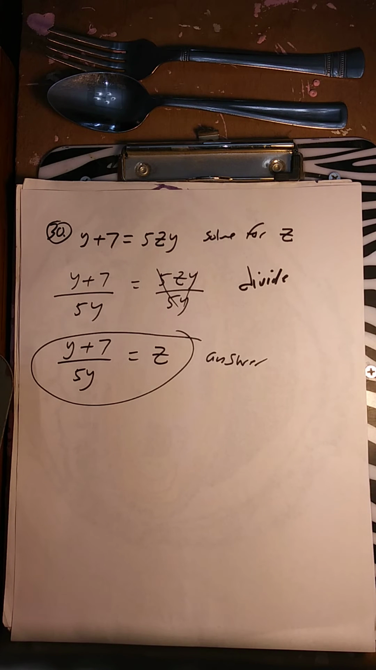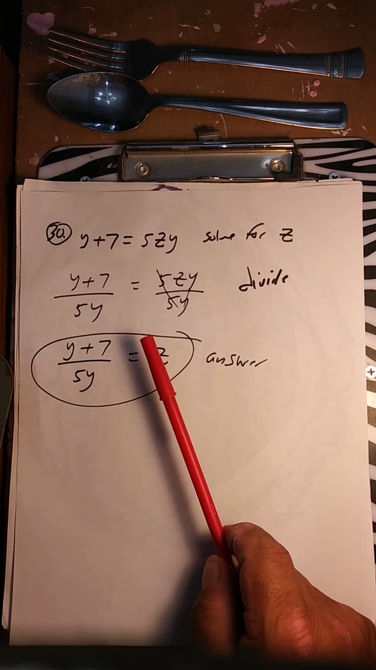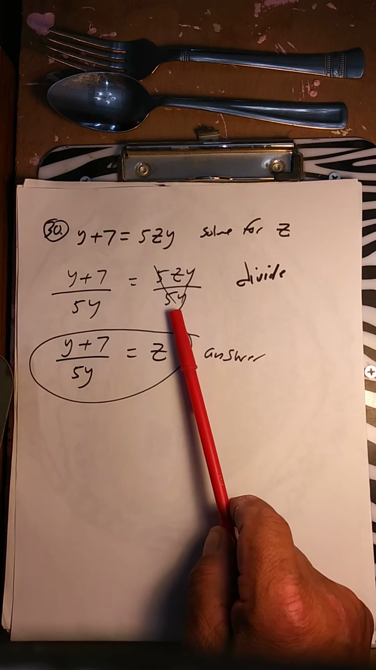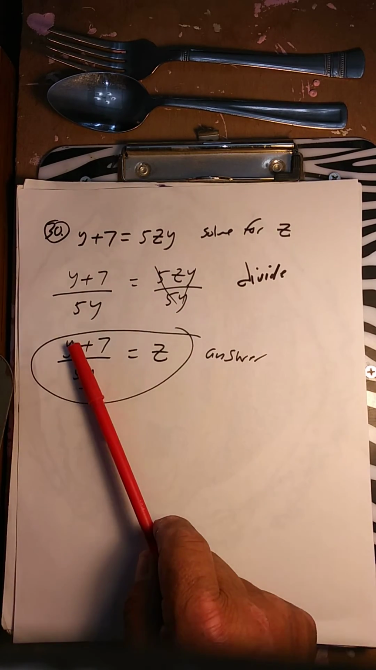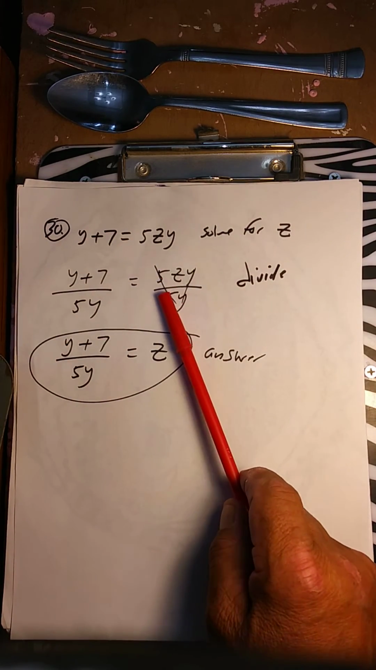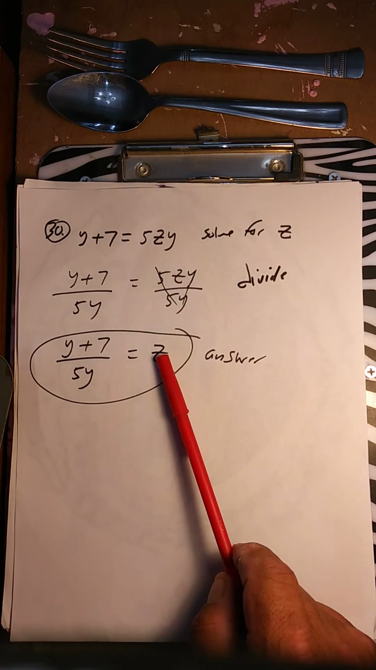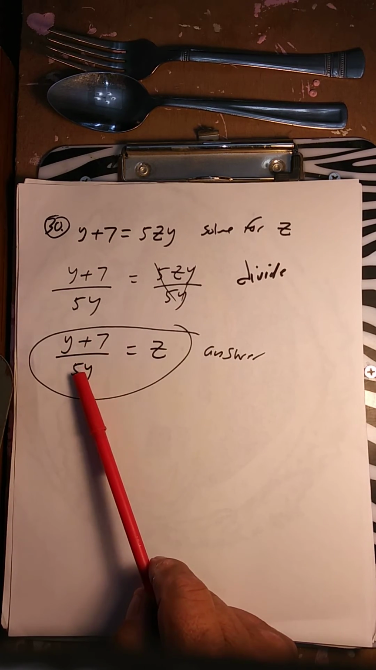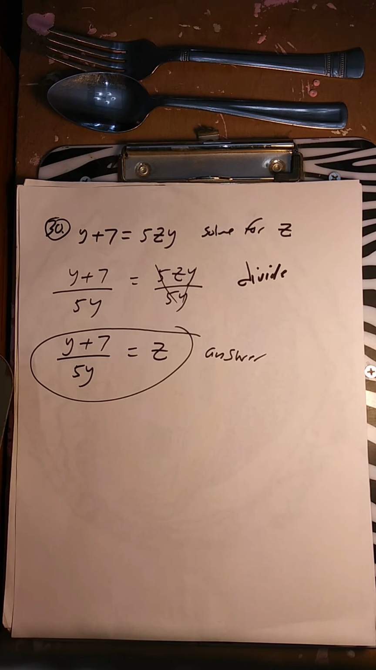Another literal equation. That's fine. Letters. So solve for z. So what we're going to do is divide both sides by 5y. So y plus 7 over 5y. Now the 5s cancel. The y's cancel. Oh, guess what? z. So y plus 7 over 5y equals z. Yes, that works out great. All right, that's the first.